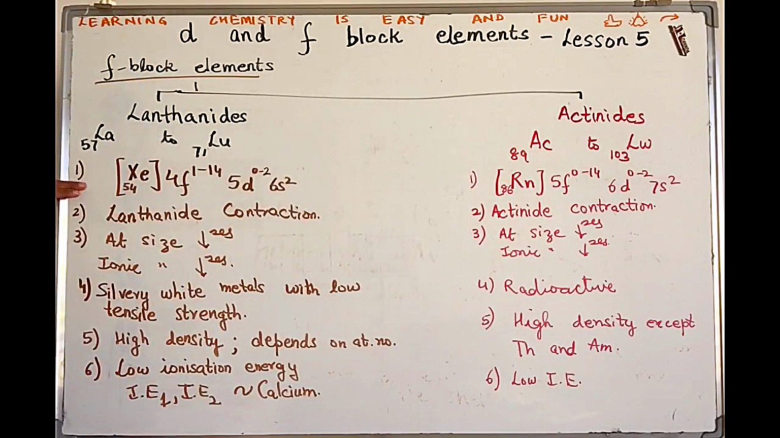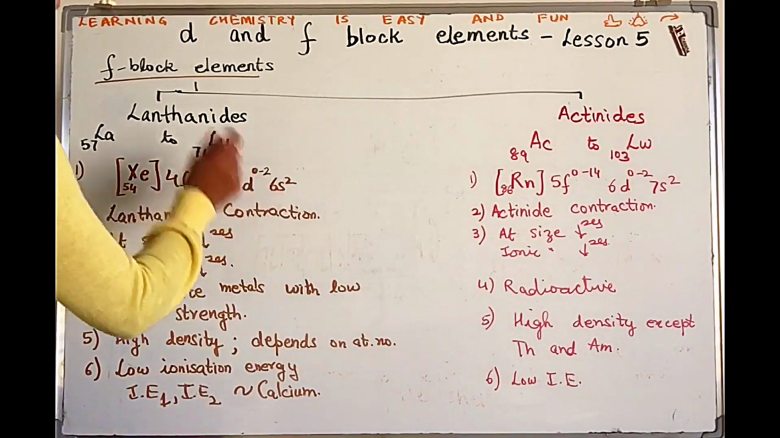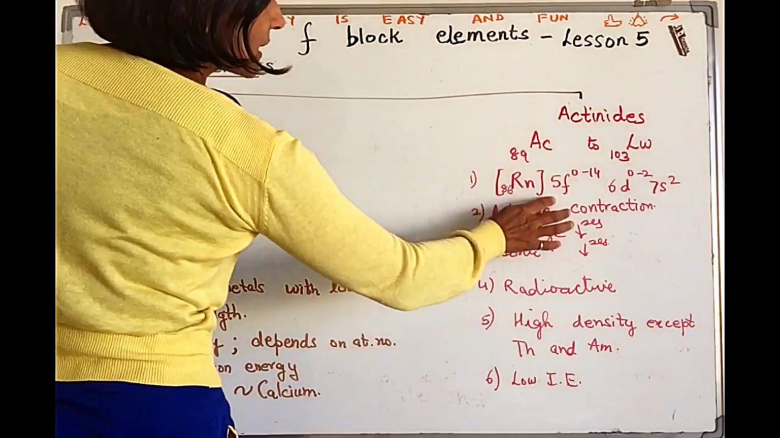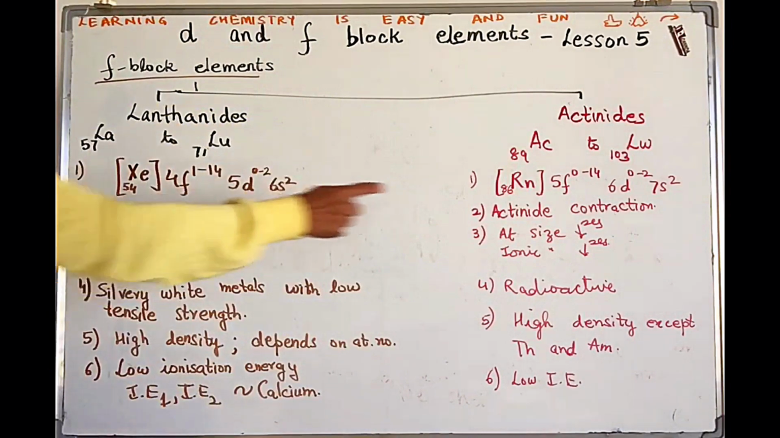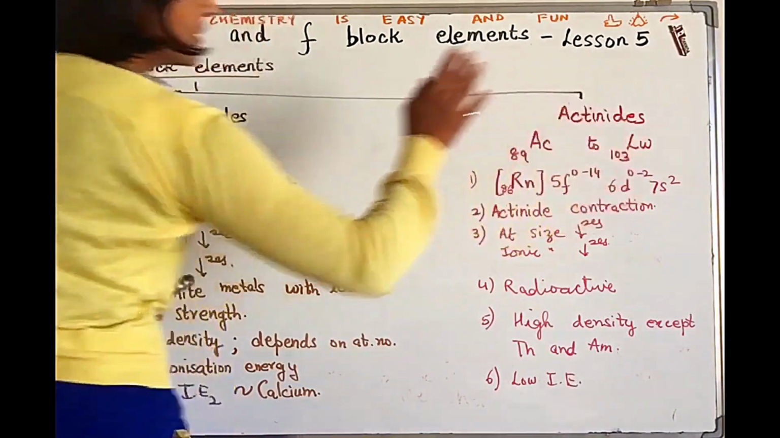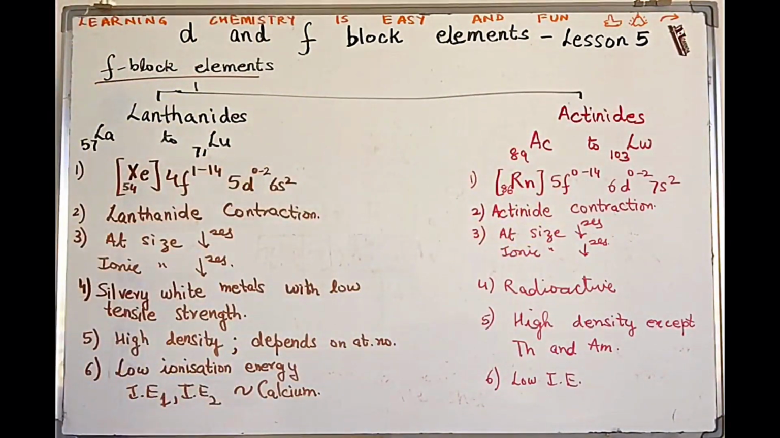Writing the electronic configuration in terms of the nearest inert gas configuration, we have 4f1 to 14, 5d, 6s. So 4, 5, 6, whereas in the case of actinides, expressing it in terms of the nearest inert gas, it's radon, 5, 6, 7, right? I'm not going to take each and every detail because we've already covered this in lessons earlier.